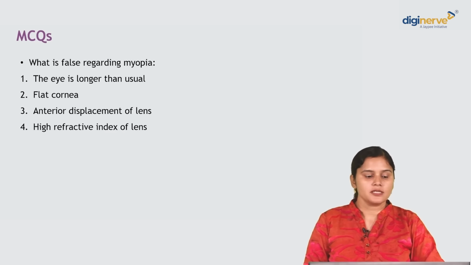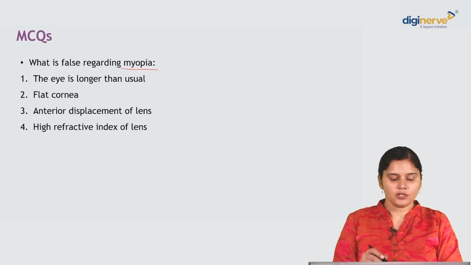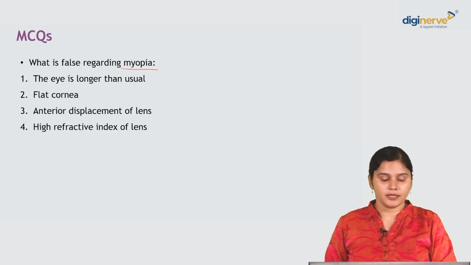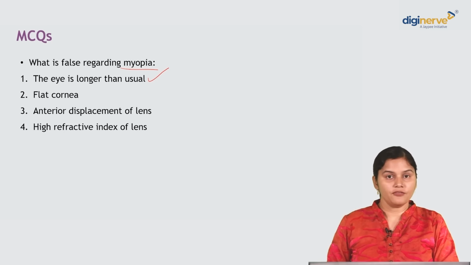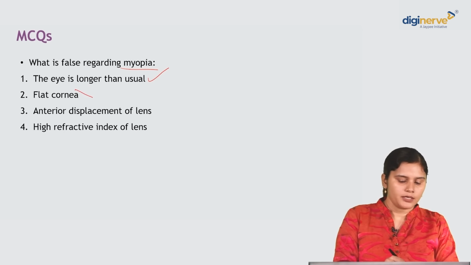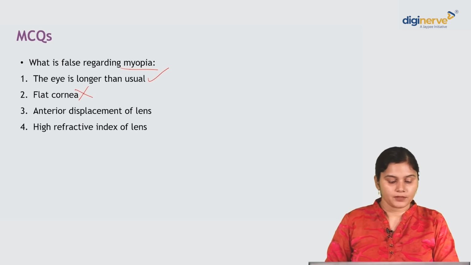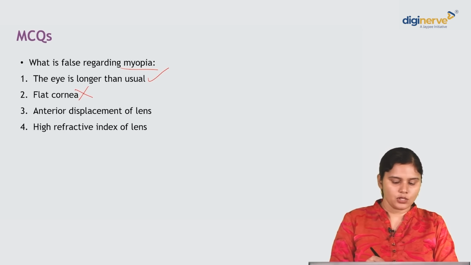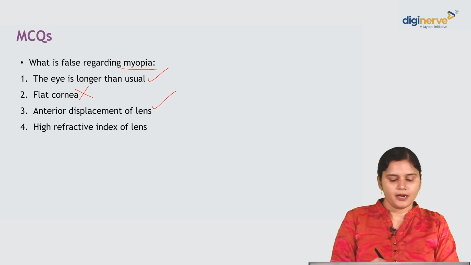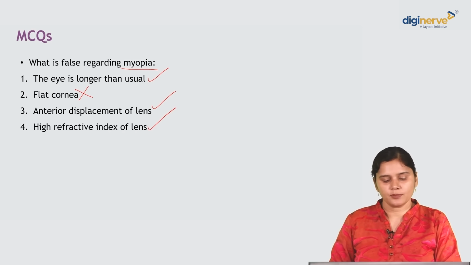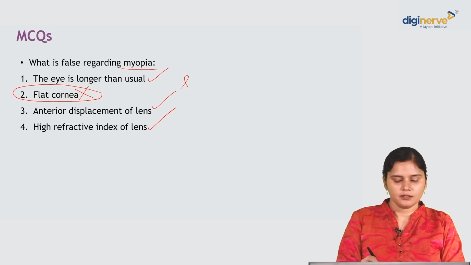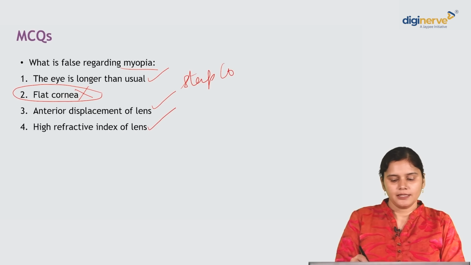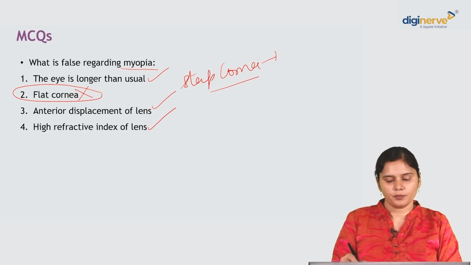What is false regarding myopia? The eye is longer than usual. Yes, that is true. Does a flat cornea contribute to myopia? No, a flat cornea does not contribute to myopia. Anterior displacement of lens can cause myopia. Yes, that is true. And high refractive index of the lens can cause myopia. That is also true. So the answer is a flat cornea. Steep corneas actually lead to myopia.